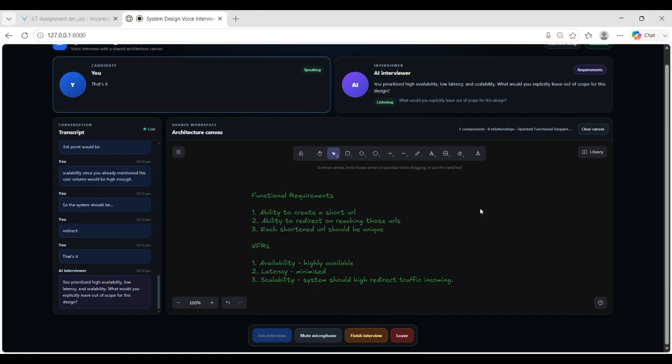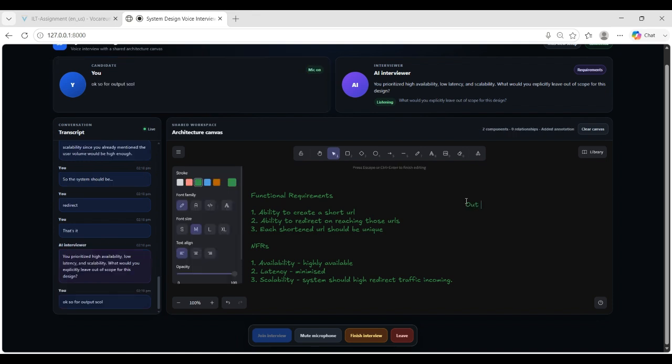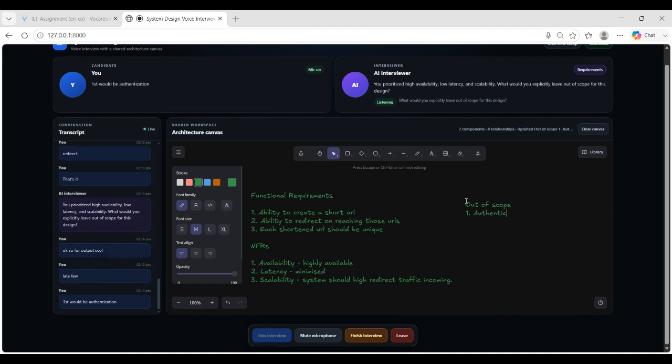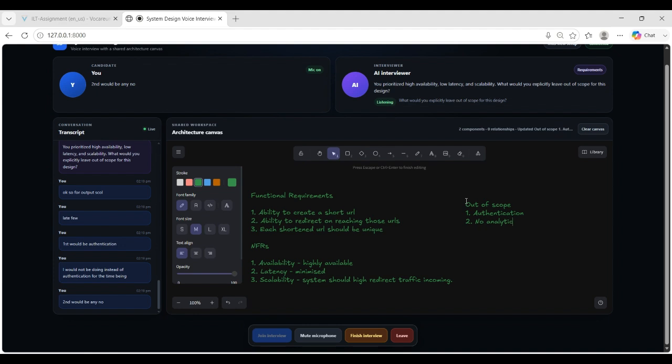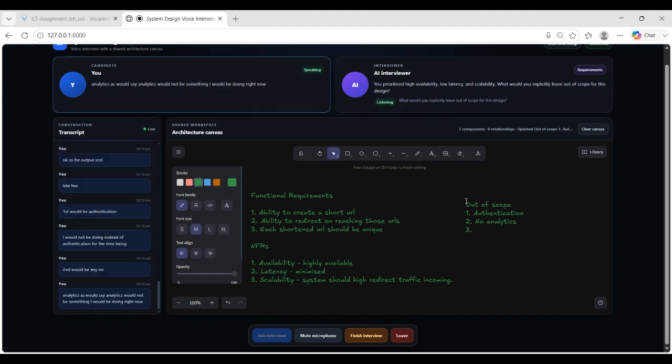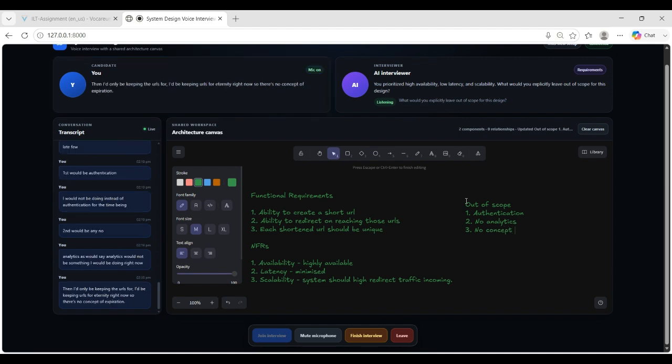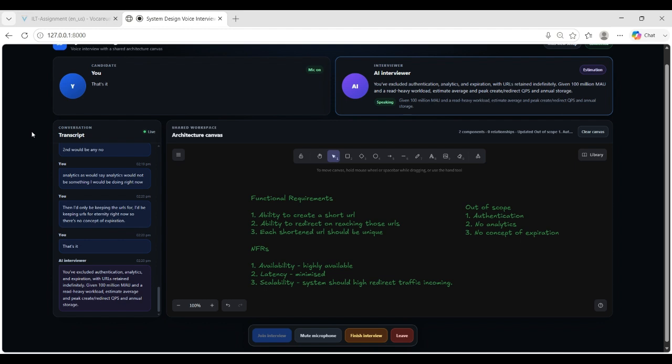Okay, so for out of scope, let me write a few. First would be authentication. I would not be doing any sort of authentication for the time being. Second would be analytics. So analytics would not be something I would be doing right now. Then I'd be keeping URLs for eternity right now, so there's no concept of expiration. That's it. You've excluded authentication, analytics, and expiration, with URLs retained indefinitely.